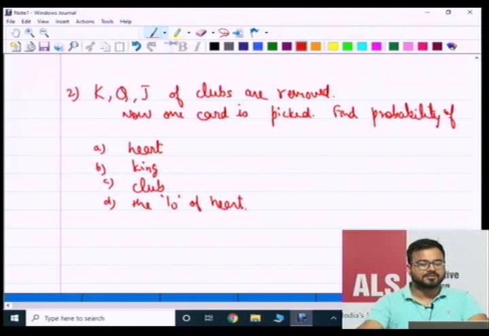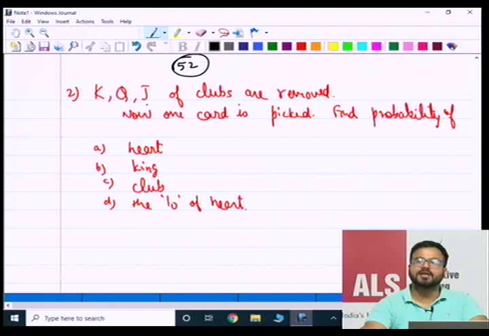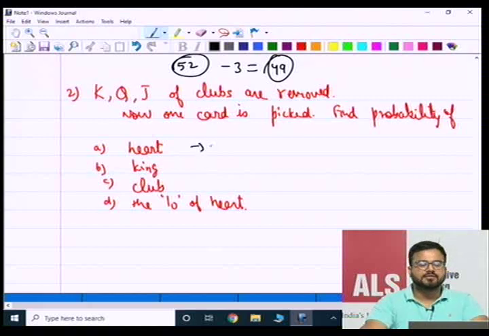Okay. So now the question is a little bit different, but a basic one. Total 52 cards we know. Out of these 52 cards, 3 cards of clubs, king, queen, jack, are removed. So now total cards are 49. That you have to keep in mind. So what is the probability of picking a heart? So hearts are still 13. So 13 divided by 49, that is the probability.